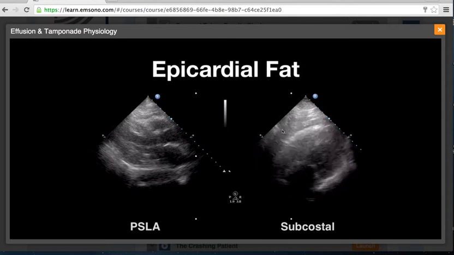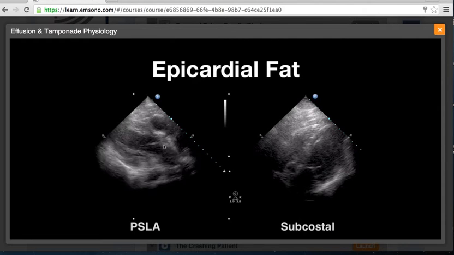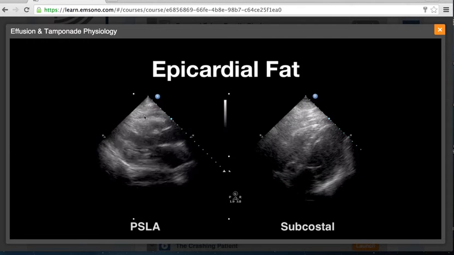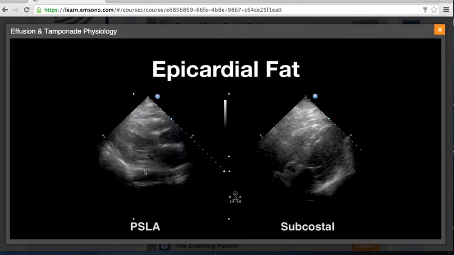If you had doubts that this may be an echogenic effusion, then what you would do is do a parasternal long axis window. Here you can see that fat pad anteriorly, but if you follow the heart posteriorly, you see no evidence of a pericardial effusion. So this was all an epicardial fat pad.